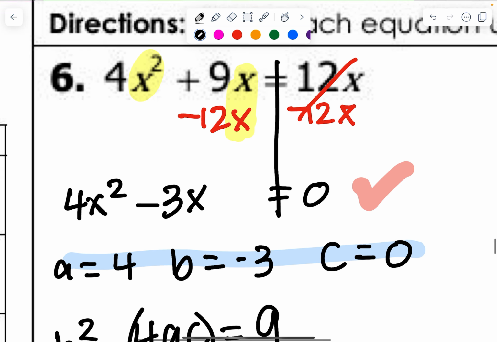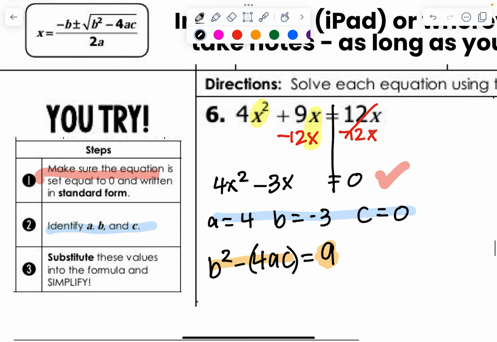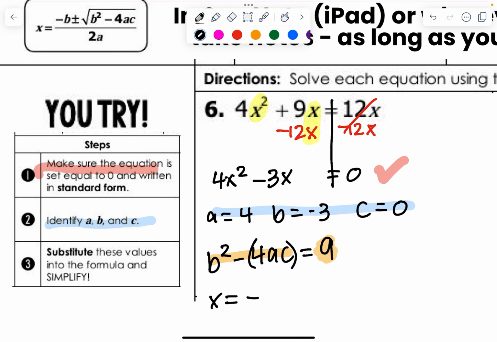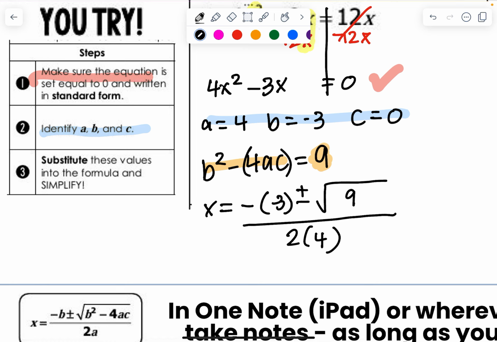That's a perfect square. This is step 3. B squared minus 4ac, that's 9. Now I'm ready to plug in to my quadratic formula. X is equal to negative b plus or minus the square root of b squared minus 4ac, which we found out was 9, all over 2 times a. Right, a was 4, b was negative 3. I just substitute them in right here and right here, and now I'm ready to simplify.